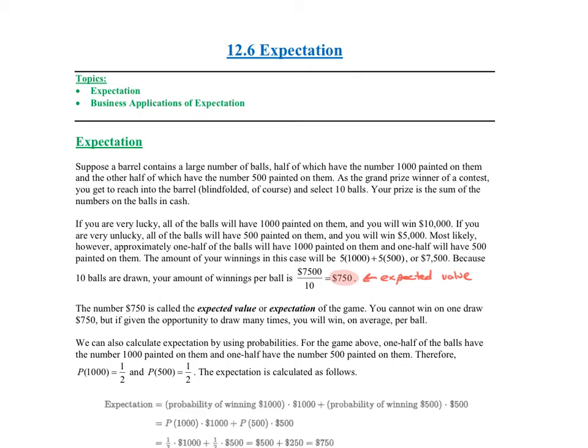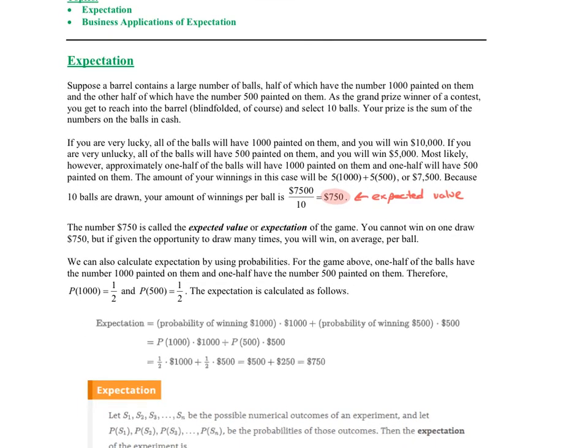in the long run. So it says the number $750 is called the expected value or expectation of the game. You cannot win or draw 750, but if given the opportunity to draw many times, you will win on average 750 per ball. So it says we can also calculate expectations by using probabilities.